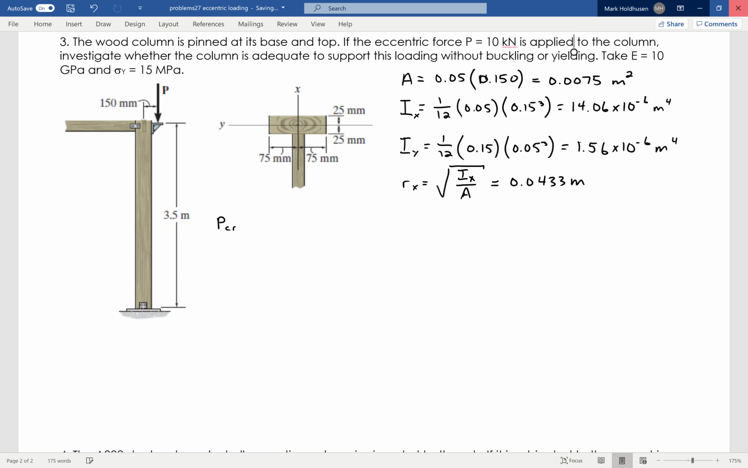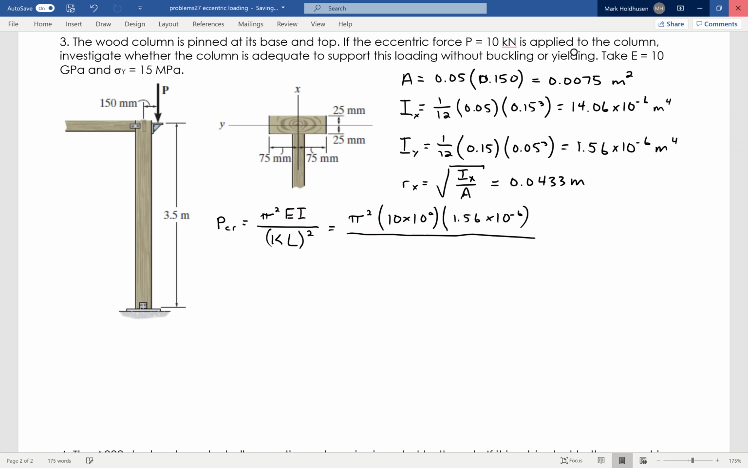Okay. P critical for buckling is going to be pi squared E I over K L squared. Okay. So I get pi squared. E is given to me, I believe. Yep, 10 gigapascals. So 10 times 10 to the 9th for the wood. That was given in the problem statement. I, remember, it's going to buckle about the weak axis. So that's going to be the 1.56 times 10 to the minus 6 value for that guy.